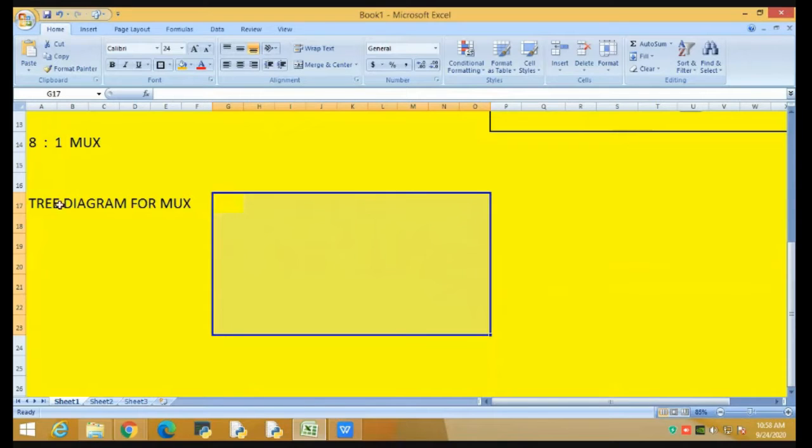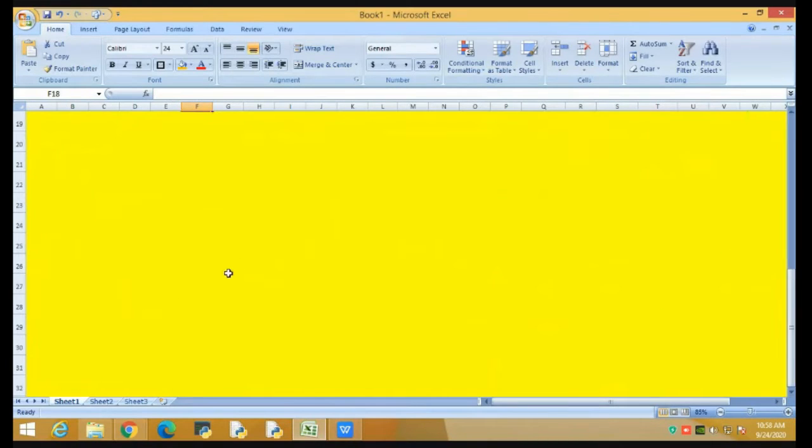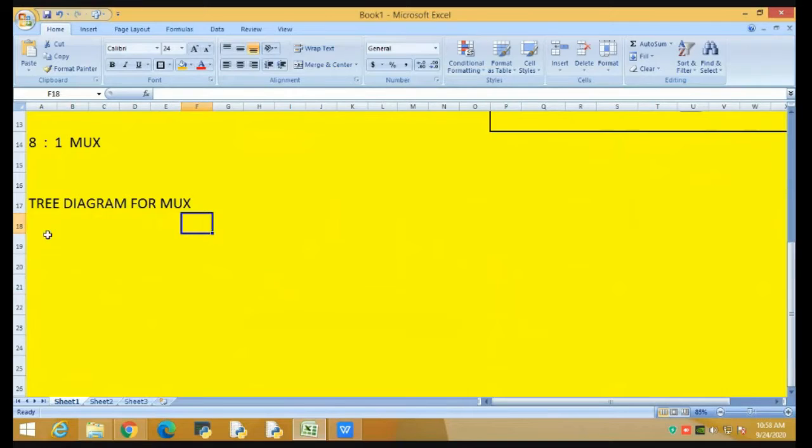We have to see how we implement this tree diagram into the mux, how we define this tree diagram into the mux. Now we take one example.